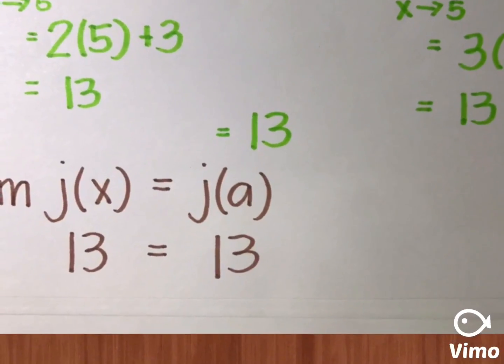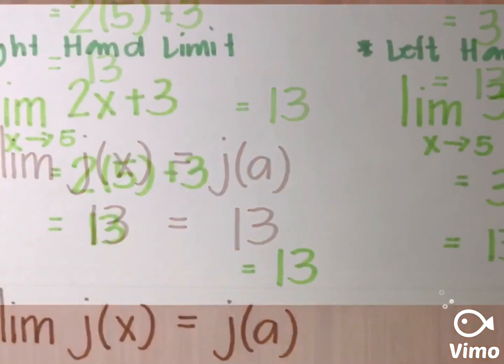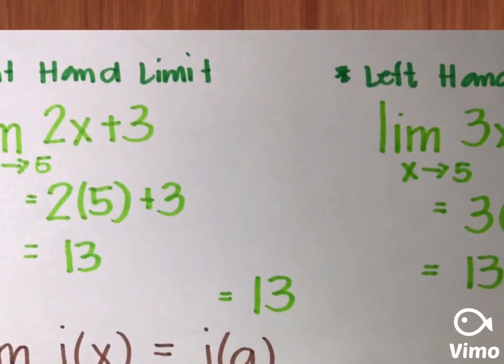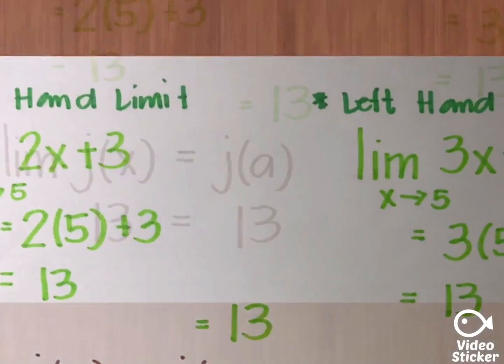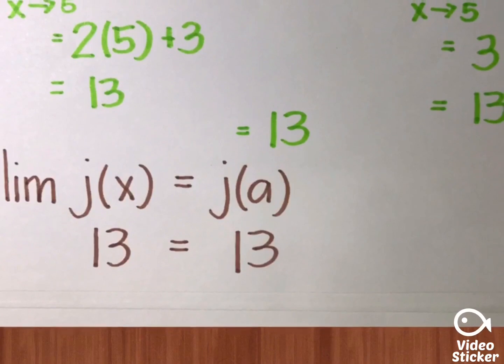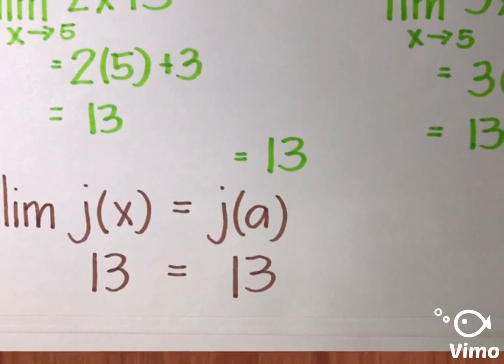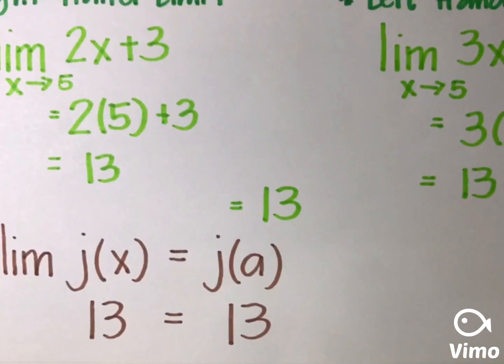Second condition, the limit of j of x. For the right-hand limit, we have the limit of 2x plus 3 as x approaches 5. Substitute the value of x. So we have 2 times 5 plus 3 is equal to 13.